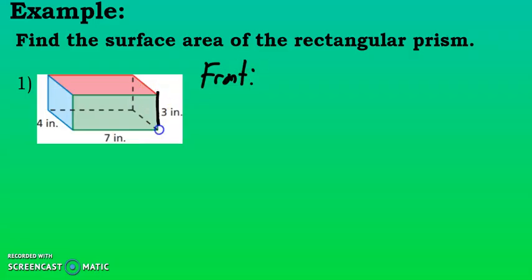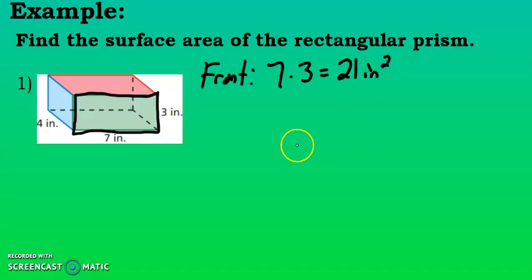The front, so this side right here that I'm tracing, that is the front. When I find the area of that, it's a rectangle, so it's going to be length times width, 7 times 3. I get 21 inches squared. That's the front.